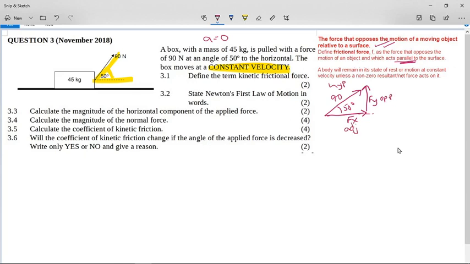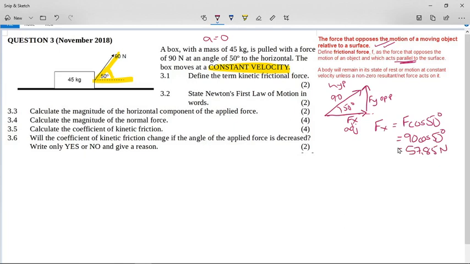Fx and Fy. If you look at my triangle here, the 90 is the hypotenuse, Fy is opposite, and Fx is adjacent. So from this triangle of forces, if we want to find the horizontal component of the applied force, Fx is going to be F, the hypotenuse, times the cos of the angle, which is 50 degrees. So this is 90 cos 50, because F is 90 newtons. If you put this in your calculator, you should get 57,85 newtons.